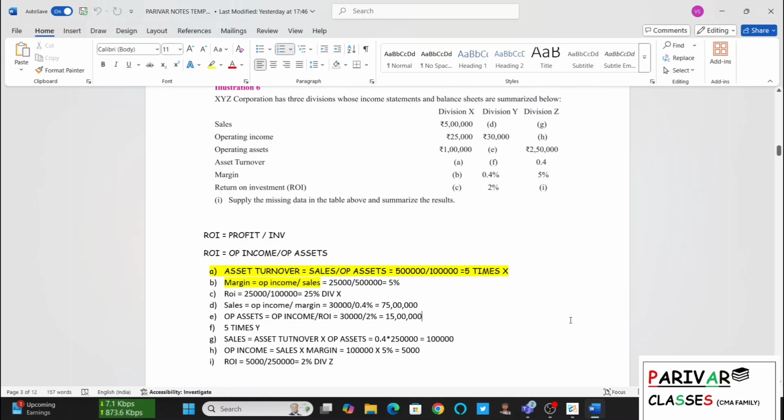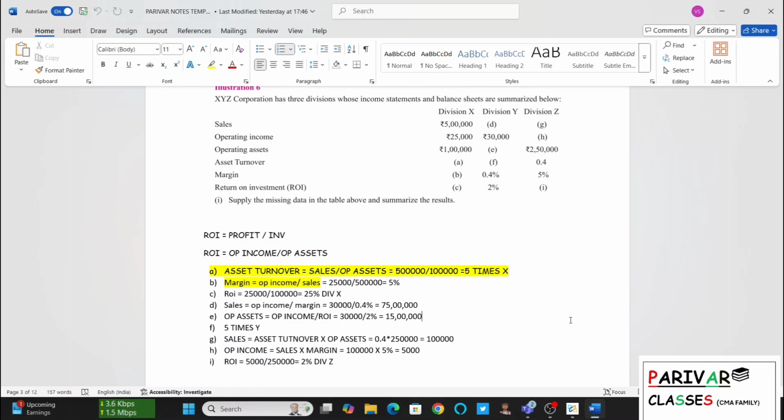Sales are equally good, but margins are less for division Y. That is why division Y, due to less margins, has less income. Due to less income, it has less ROI. The question is why it has less margin. Less margin may be due to a higher cost of production, higher cost of goods sold. Otherwise, it has higher overhead costs.